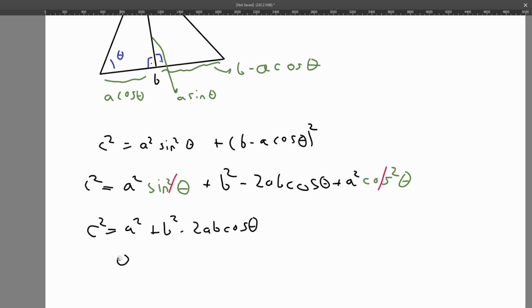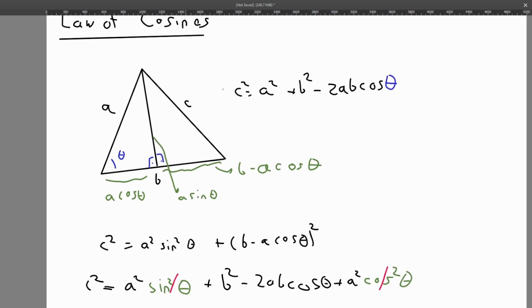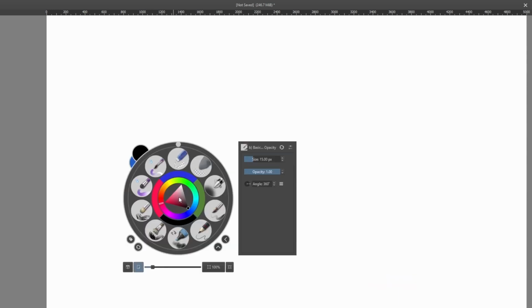Now, it's an important fact to remember that when theta equals 90 degrees, cosine theta equals 0, meaning that C squared is equal to A squared plus B squared, which is exactly the Pythagorean theorem. When this angle is 90 degrees, C squared is A squared plus B squared.